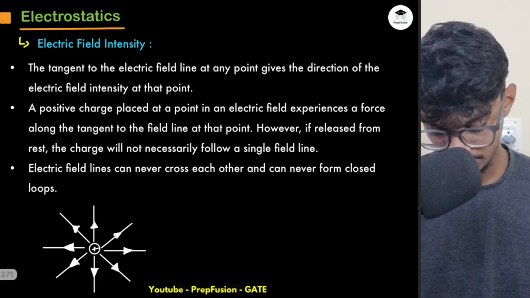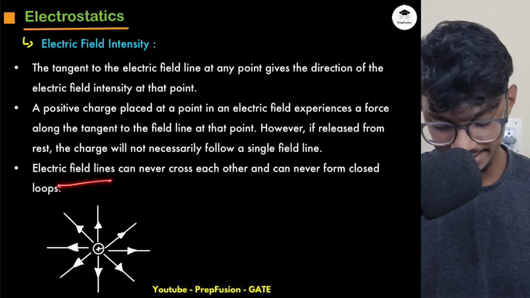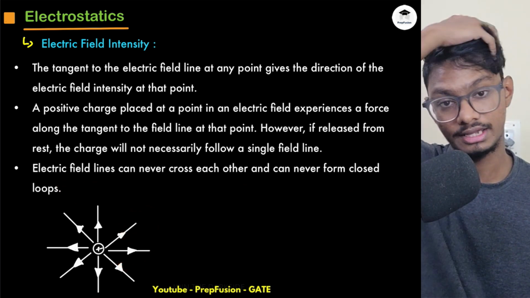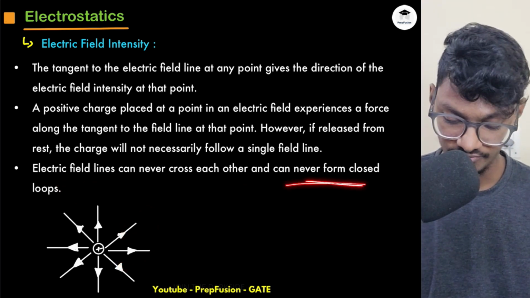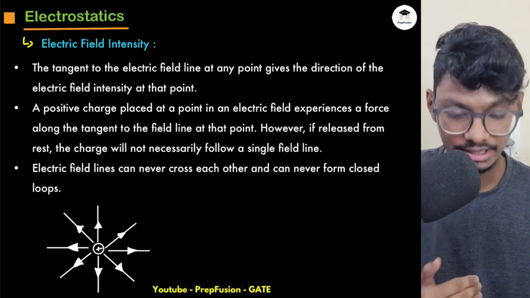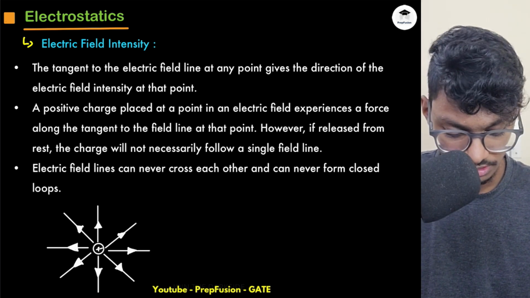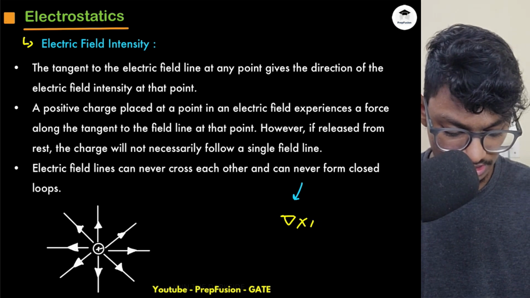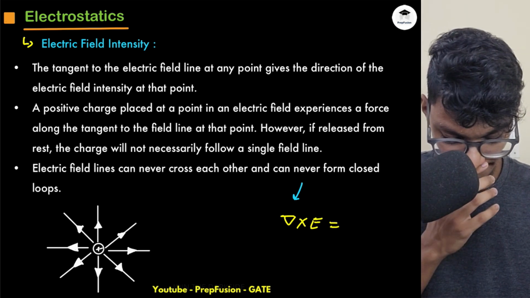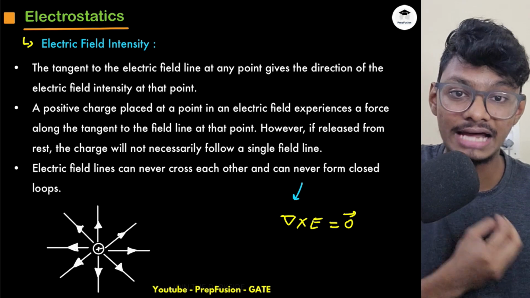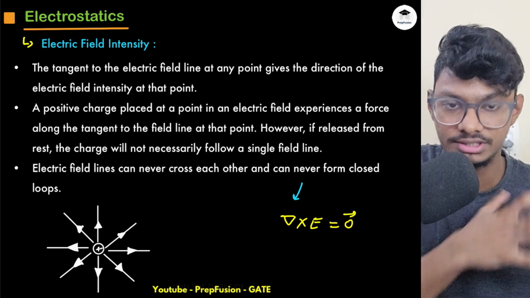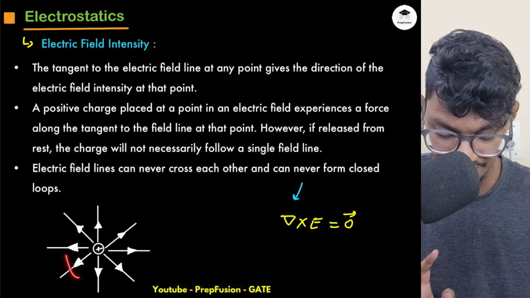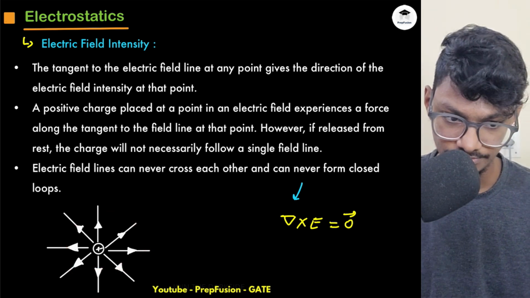So let's come back to this point. Electric field lines can never cross each other and can never form a closed loop. If they can never form a closed loop, then from this property I can directly say that del cross E will always be equal to 0, because it doesn't have any rotational effect. Electric field lines are irrotational by property. I hope you got the point.